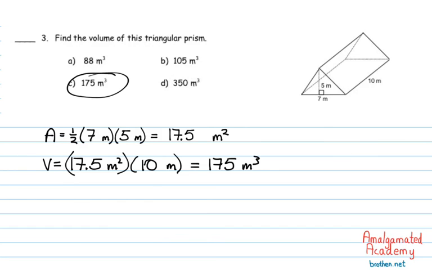Alright, big problem with this one. People forgot to multiply by a half to find the area of the triangle. Please don't forget to multiply by a half, and you'll notice that there's that big answer right there, just waiting to be picked by people that didn't multiply by 1/2.